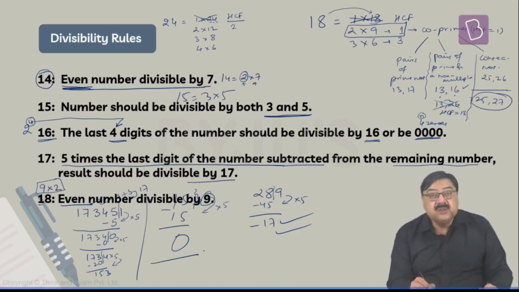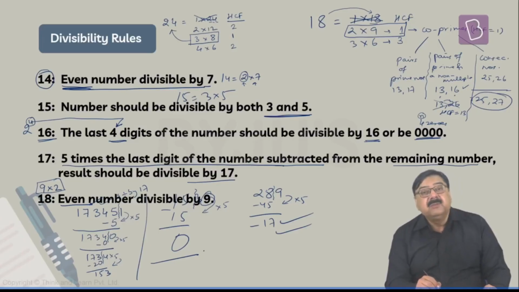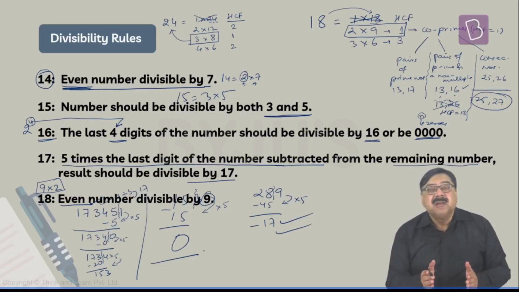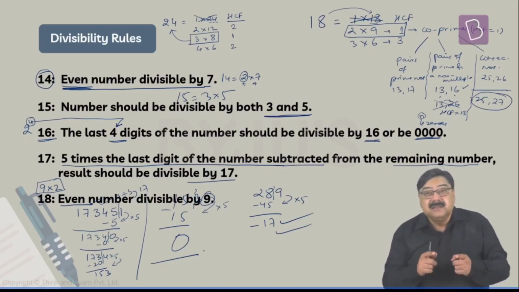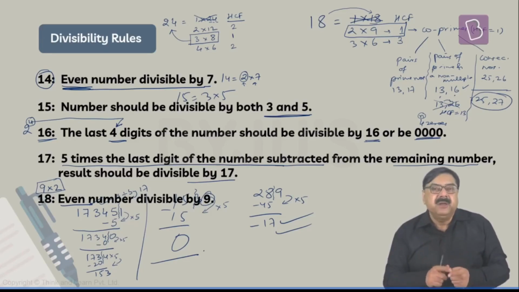2 and 12, HCF is 2. 3 and 8, HCF is 1. 4 and 6, HCF is 2. So a number which is divisible by both 3 and 8 shall be divisible by 24. So whenever a question is asked about a number being divisible by 24 if it is divisible by, and then there would be 4 choices, 3 and 8, 2 and 12, 6 and 4, none of these, whatever. Then this concept of coprimes you have to keep in your mind.